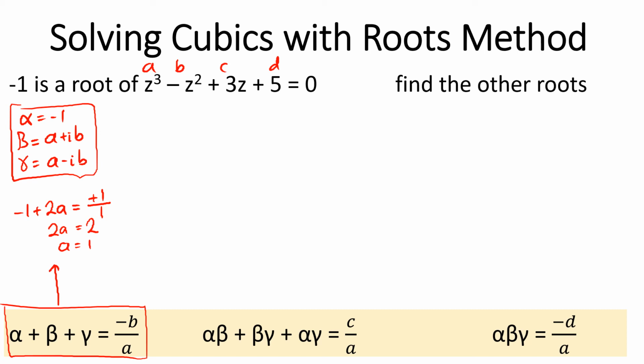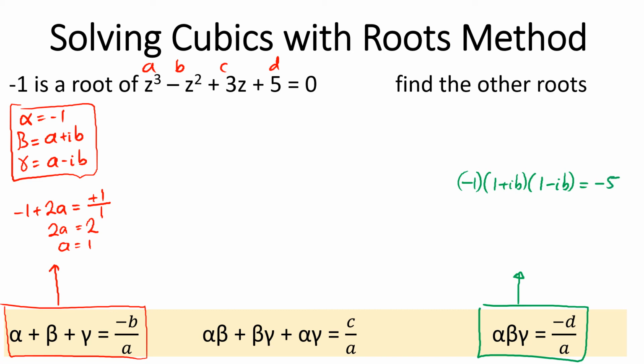Cool. Now my suggestion to you would be, use the first equation and the last equation. The middle equation requires the most calculations, and I would only use it if I was quite desperate. Anyway, so we've got alpha beta gamma is minus d over a. We now know that a is 1. So we can write this out as minus 1, that's our alpha, times beta, 1 plus ib, times gamma, which is 1 minus ib, and all of that is equal to minus d over a, so that's equal to minus 5.